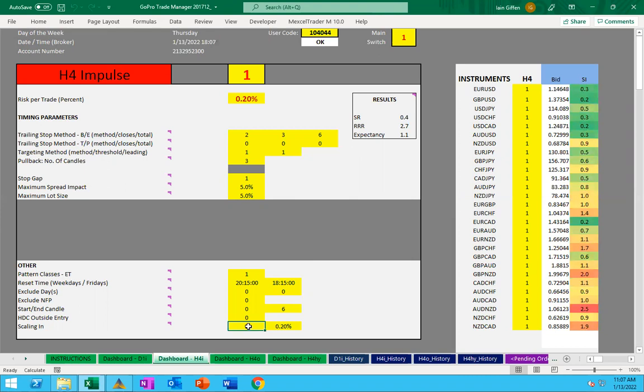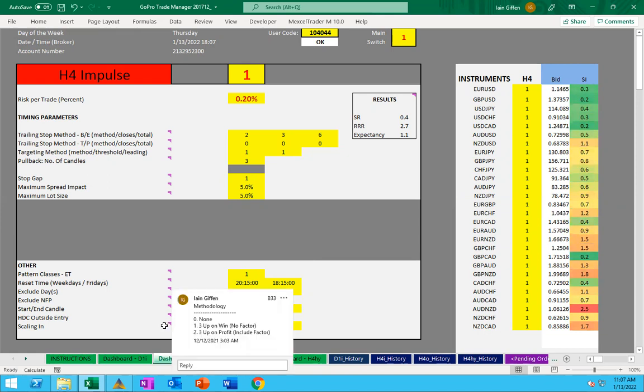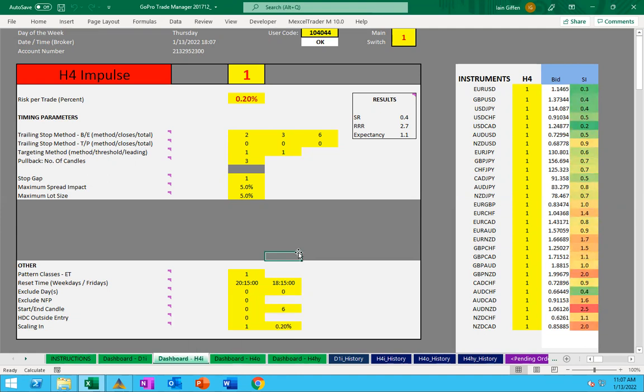If you have a 0 in the first box over here, there won't be any scaling in. If you have a 1, then once you have a winning trade for a particular strategy, it will then triple the size of the position for the next trade. Now, this is particularly relevant for correlated markets.